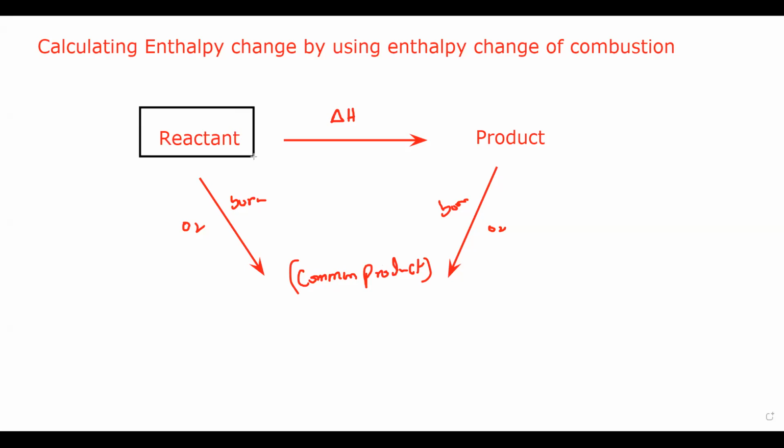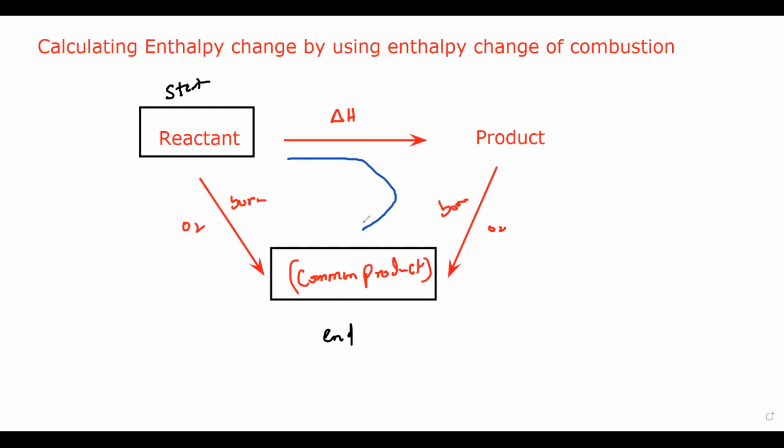Where the two arrows are pointing out, that is the start of the cycle, and where the two arrows are pointing in, that is the end of the cycle. If we follow route 1, delta H plus the combustion of the product, and route 2, the combustion of the reactant. For example, the enthalpy change for combustion of the reactant is A, and for combustion of the product is B. According to Hess's law, the overall energy change is independent of the route, so the energy change of route 1 will be the same as the energy change of route 2.